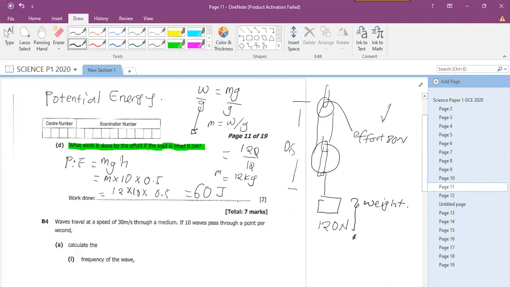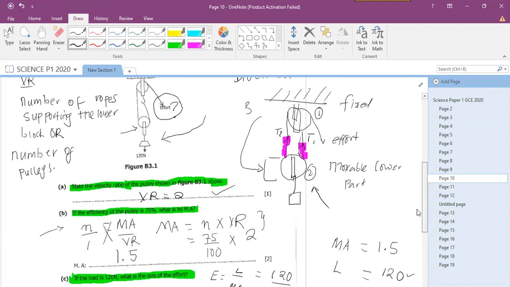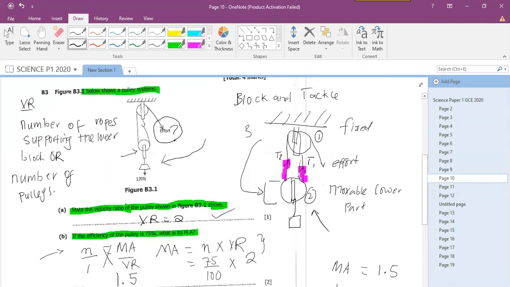Let me go back and revise the entire question so that you find it easier for your revision purposes. So we're now revising the question. We have a pulley system here. This is a two pulley system because you're actually seeing this upper part fixed pulley and this lower part pulley. And the first question was saying we have to state the velocity ratio.